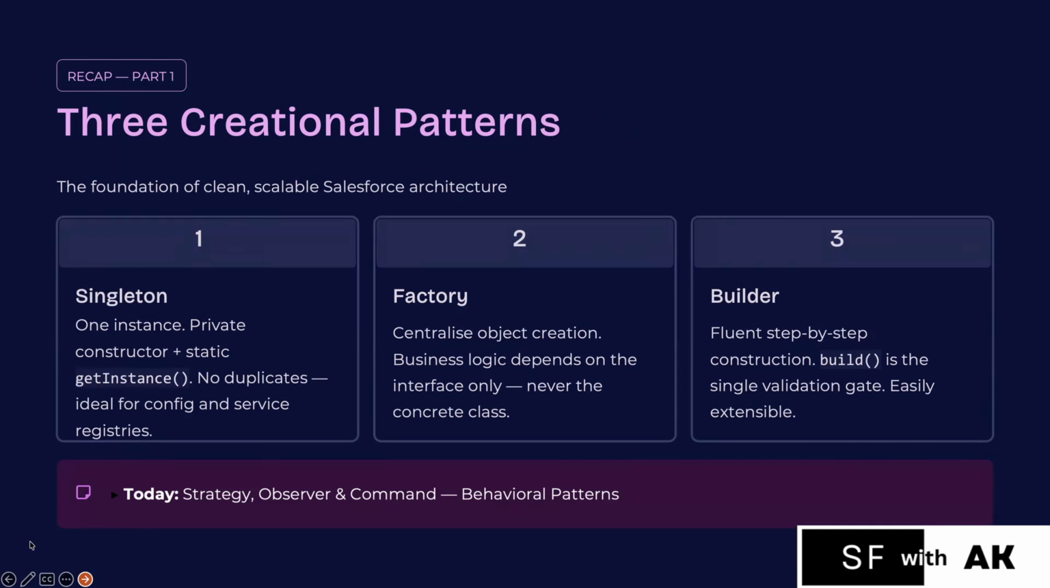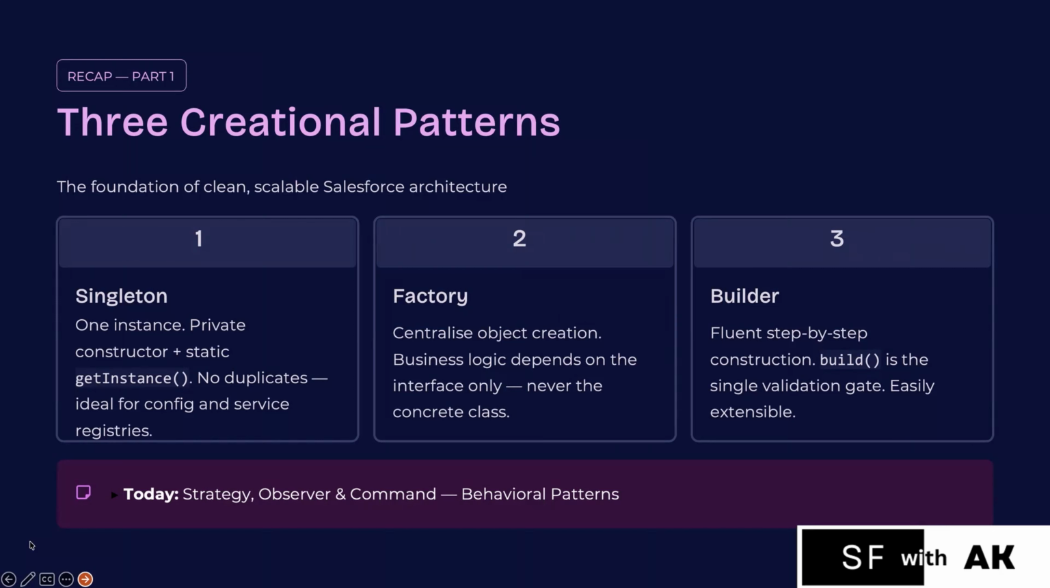Alright, quick recap from part 1. We covered three creational patterns. Singleton, one instance of a class: you get a private constructor, a private static variable, and a public getInstance method. That is it. Three ingredients, and you will have a singleton class.